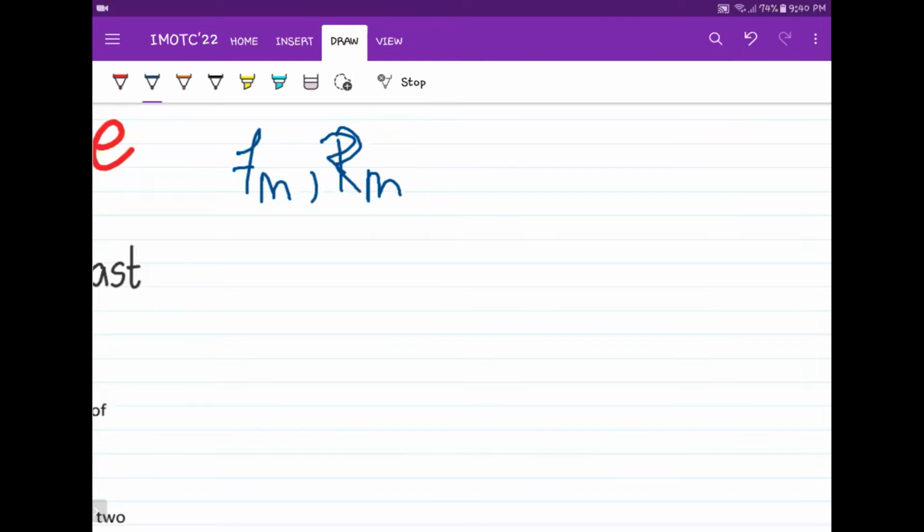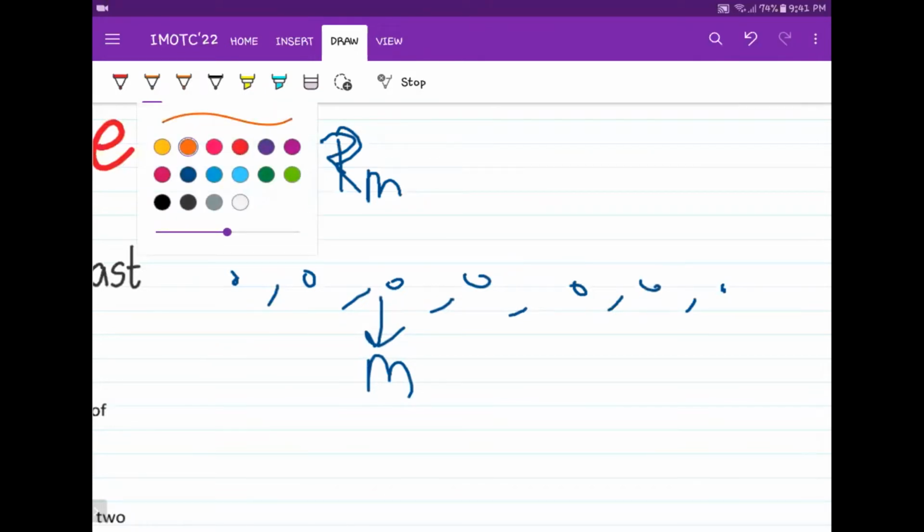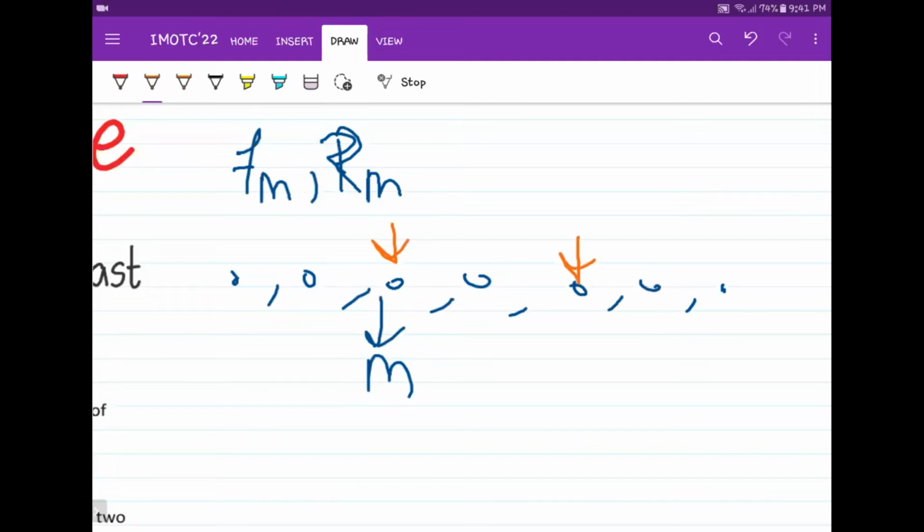FM and RM such that FM is the monotonically increasing sequence with last element equal to M, that is the maximal length possible. RM we denote as the maximal length of a monotonically decreasing sequence that begins with M, for any number M. Suppose we have something like this, and suppose these are M, and now we pick the increasing sequence, suppose it is this. Then by definition, this is the decreasing thing, so this will be FM and this will be RM.